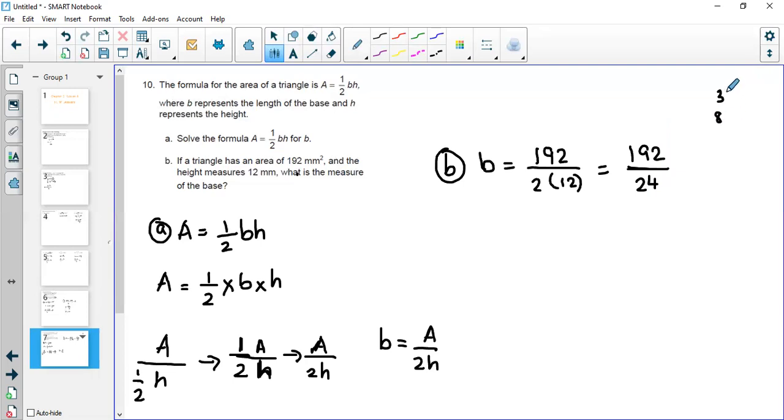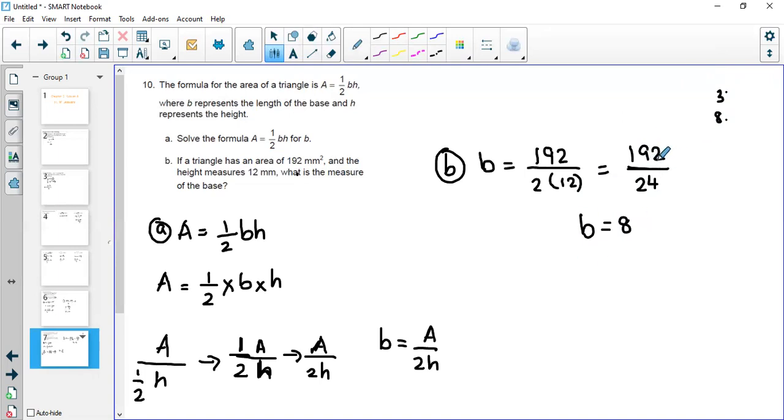So 8. Now between these two, what do you think, is 24 multiplied by 3 going to give you 192? Of course not. It should be 8. So this is how you mentally do math. Now this might take time because I have explained how to do it, but once you get used to mental math, you can do it easily.